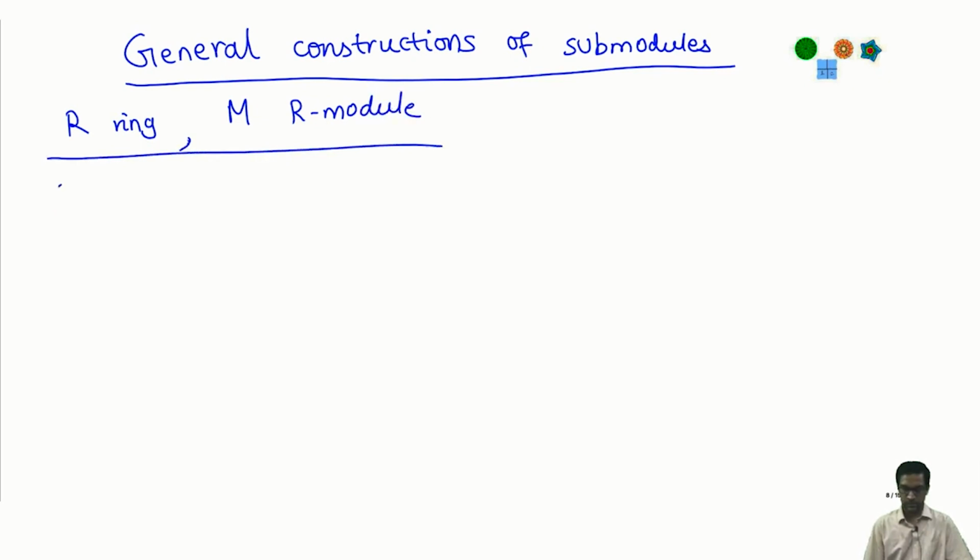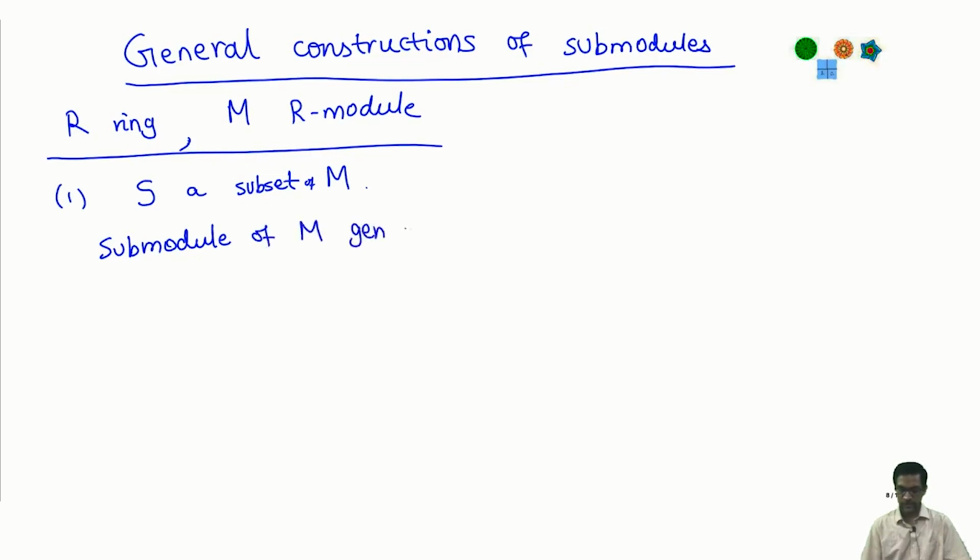Now here's one thing we can do. Suppose you take a subset. So here's the first general sort of construction that one can make. Suppose S is a subset of M. Okay, no further properties, just a subset of M, then we can define something called the submodule generated by S. So this is called the submodule of M generated by S.